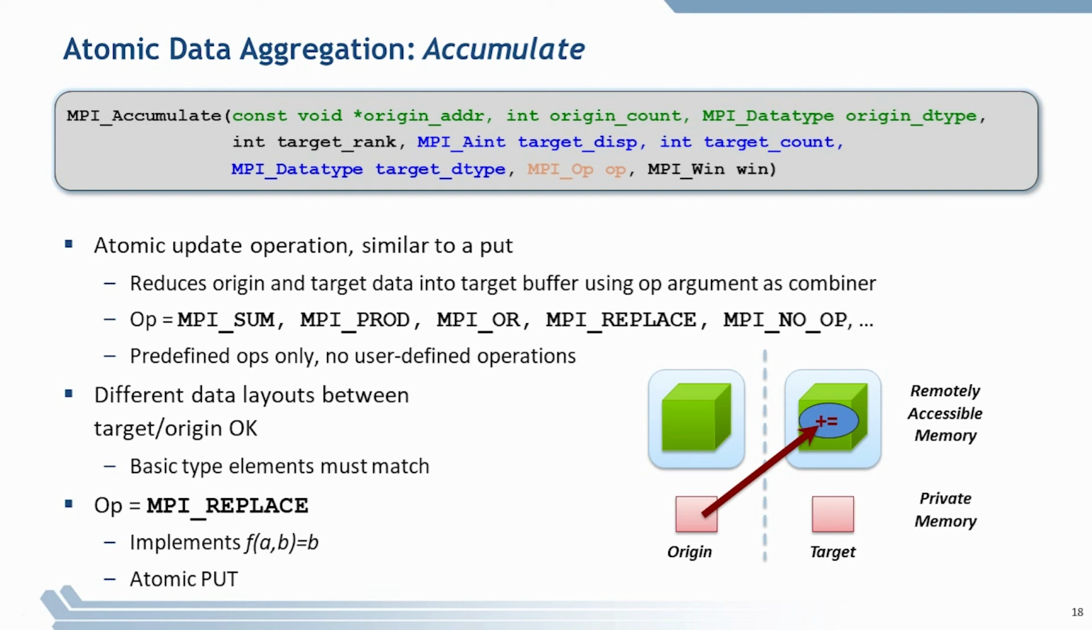There are some restrictions. The operation that's applied has to be one of the predefined operations, not a user-defined operation. If it was a user-defined operation, that would be great, because it would give you a way to execute your code on another process, because you could define that user-defined operation. That's a very powerful thing to do. It's also very complicated to implement, and the forum decided that that was asking too much of the implementations. So it still has to be just the predefined operations, but you have general data types.